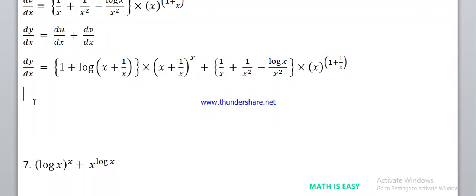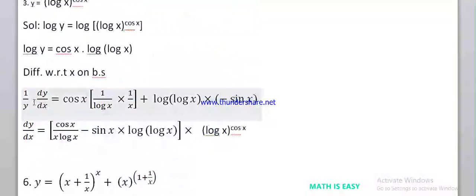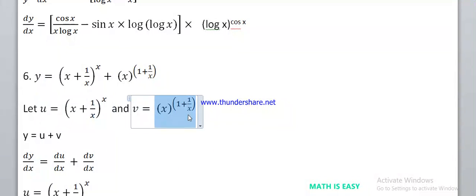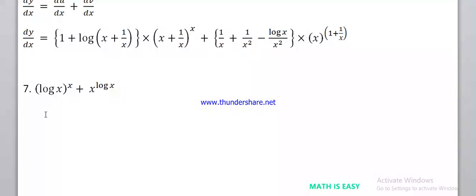So you may ask, why don't you apply log directly? Why did you apply the uv formula? Because in the last class we also discussed this. When I apply log here, I'll get log a plus b. For log a plus b, we don't have any identities to solve. That's why I take one term as u and one term as v, then I differentiate separately.